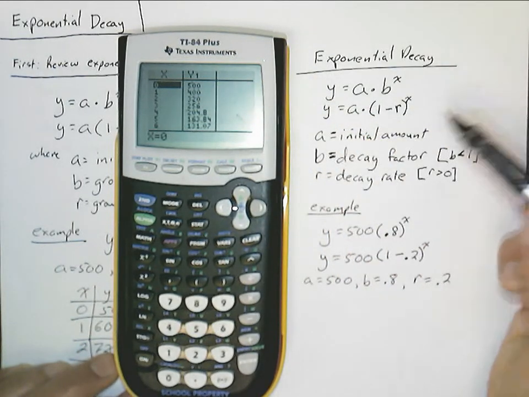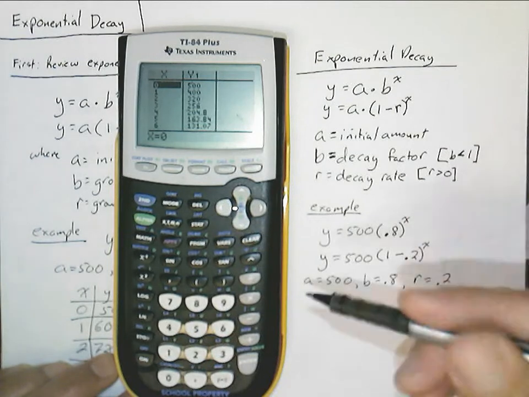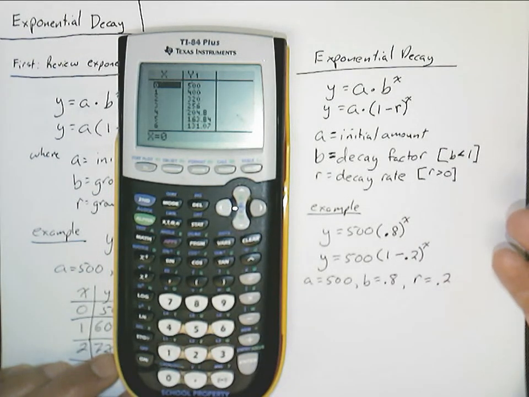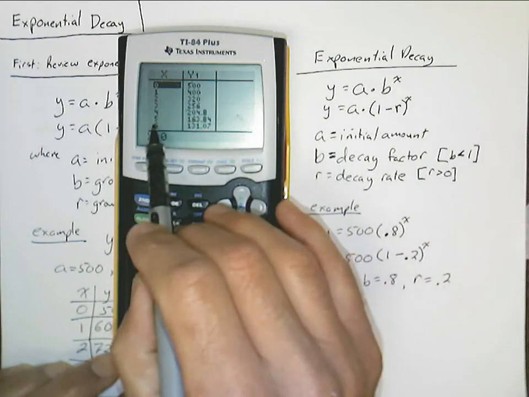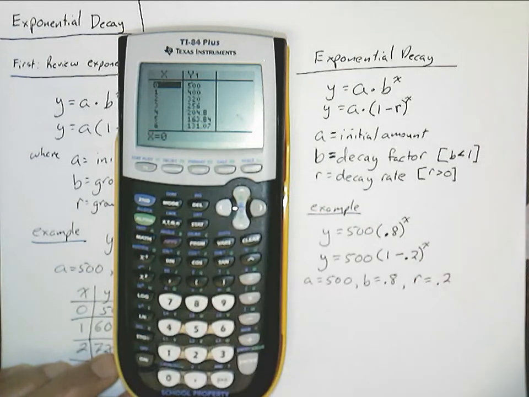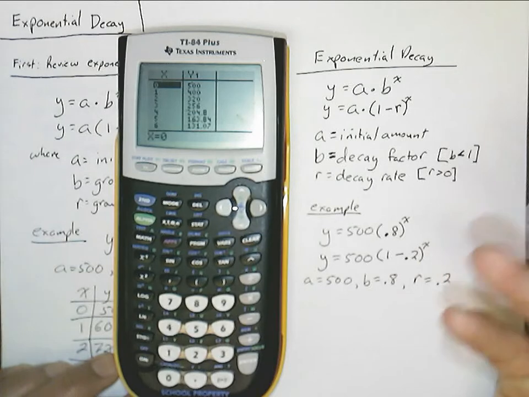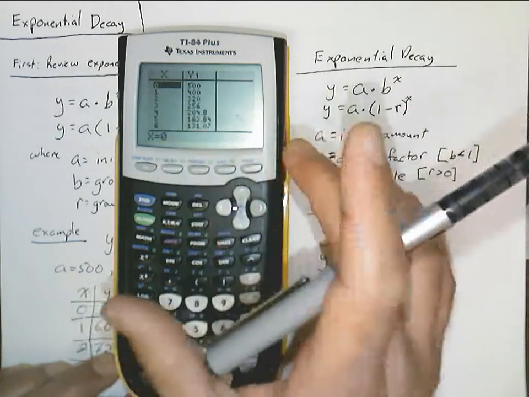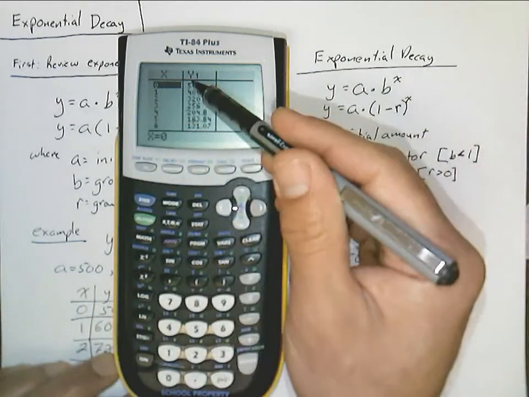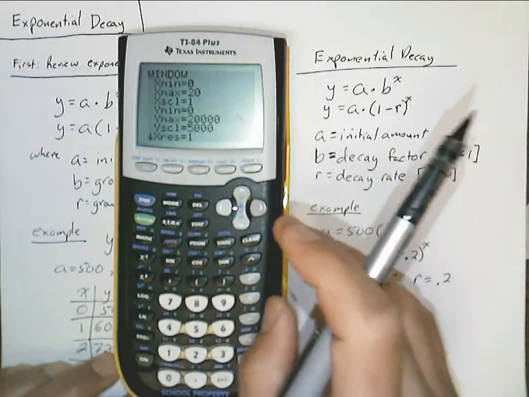No big deal. And so if we want to figure out what the population is going to be after a certain time period, all we got to do is plug in a certain value of x and see what y is. Or if we want to look at this as a graph, that's not a problem. We probably want to change up the window a little bit because we're going down. So our x max would be 0.